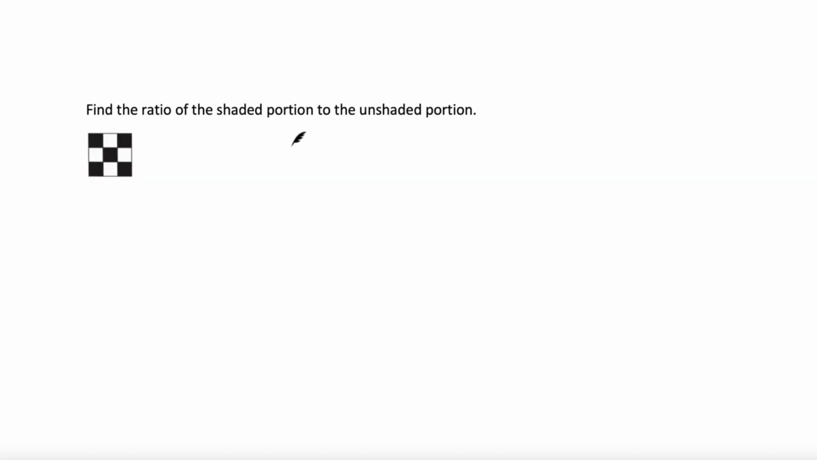Now that was an interesting question. Let's have a look at an easier question just to make you guys happy. Find the ratio of the shaded portion to the unshaded portion. Well, this is very simple. The shaded portion is 1, 2, 3, 4, 5. This is 5. And the unshaded boxes are 1, 2, 3, 4. This is 4. This is your answer, 5:4.